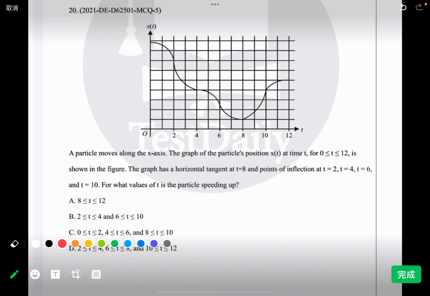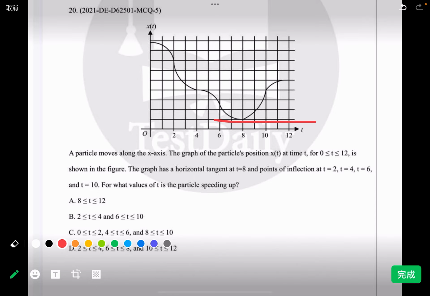This question is another one involving the application of derivatives, and it also involves the understanding of graph. So a particle moves along the x-axis, and the graph of the particle's position x(t) at time t is shown in the figure. So this line is basically the position of the particle. And it says the graph has a horizontal tangent at t equals 8 and points of inflection at t equals 2, 4, 6, and 10.